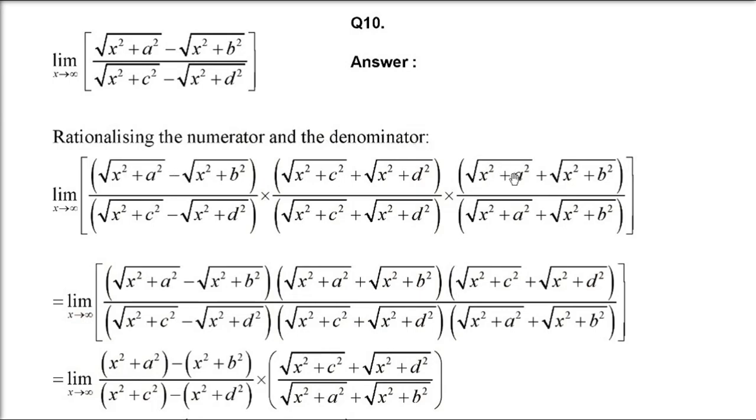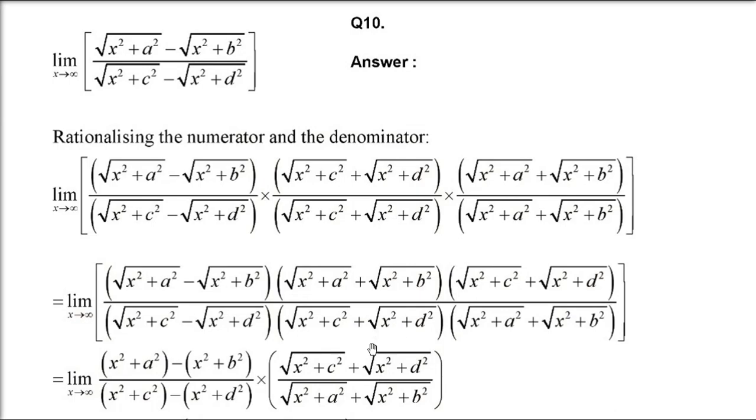If you take the RF, that is a square minus b square, because it is a plus b, a minus b. So this will be x square plus a square minus x square minus b square, and only the numerator will be there. The denominator you have x square plus c square minus x square plus d square. The square root we can avoid or remove it now.